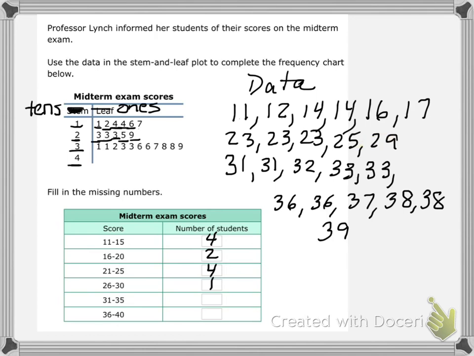So 1. 31 to 35, we have 1, 2, 3, 4, 5. And the last interval, 36 to 40, we have 1, 2, 3, 4, 5, and 6 numbers in that one. And our frequency chart is done.